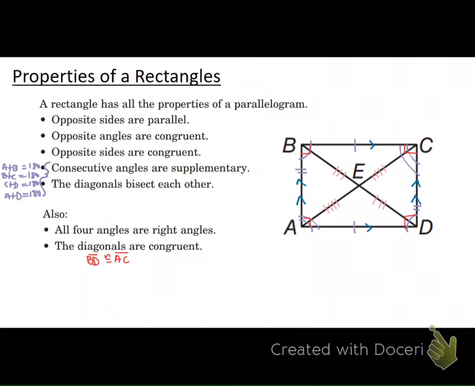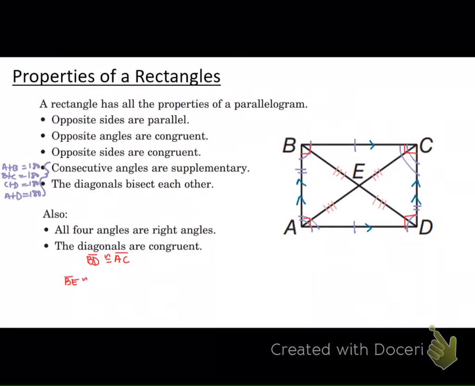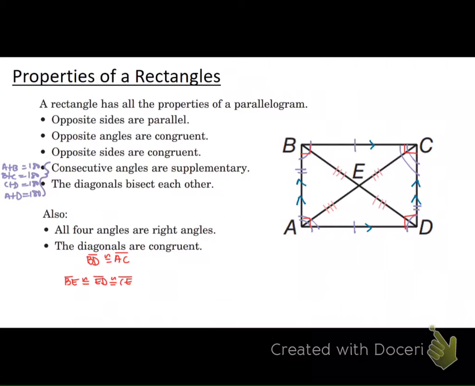So what do you know about these little pieces here, like BE, CE, DE, and AE? What are all of those? They're also congruent. So this one doesn't need that line there because all of the little pieces are also congruent. So BE is congruent to ED, which is congruent to CE, which is congruent to AE.